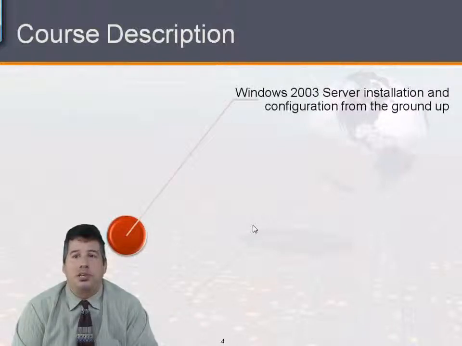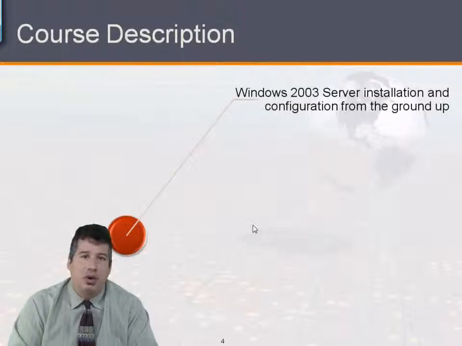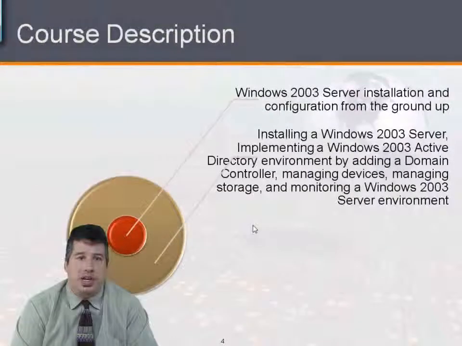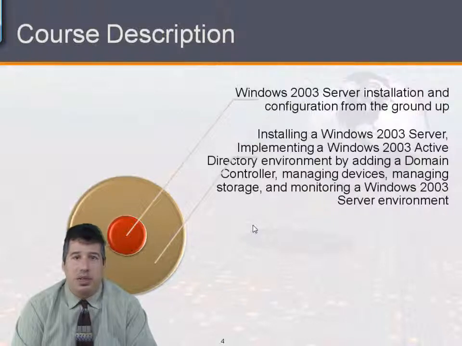Okay, so we're going to look at Windows Server 2003 installation from the ground up. We're going to be looking at things such as what the requirements are, how we can make this a performance server, and how we can make it secure. We're going to be talking about the different changes from Windows 2000 to Windows Server 2003. We're also going to look at installing a Windows Server 2003 server, implementing a Windows 2003 Active Directory environment by adding a domain controller, managing devices, managing storage, and monitoring a Windows Server 2003 environment.